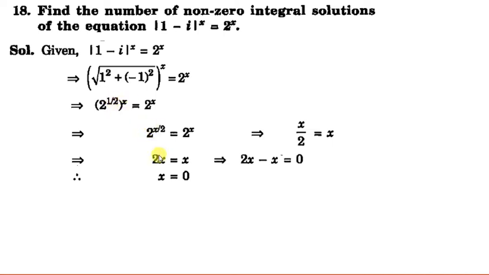These two powers get multiplied, equal to 2 to the power x. Now base of both the sides are equal, so we can equate the powers. So x by 2 equal to x. From here you get 2x equal to x, so 2x minus x equal to 0, that is x equal to 0. So x equal to 0 is the only solution of this equation, so it means there is no non-zero integral solution.